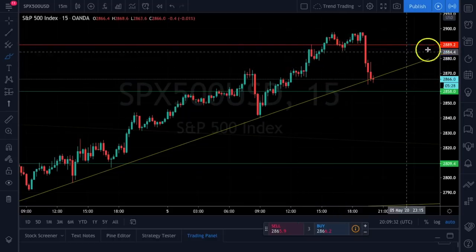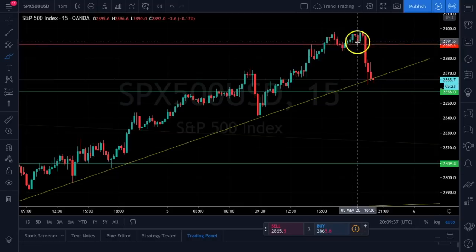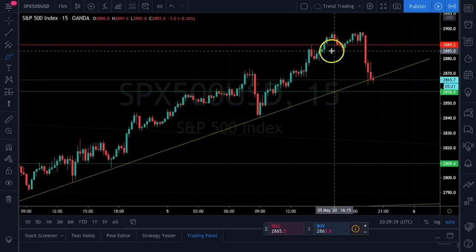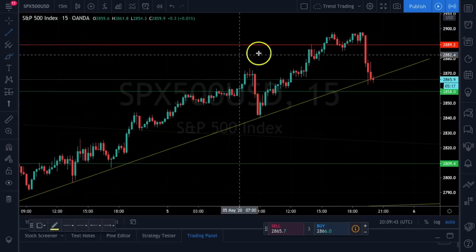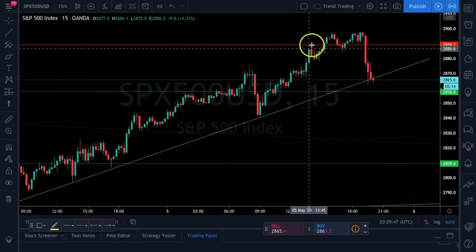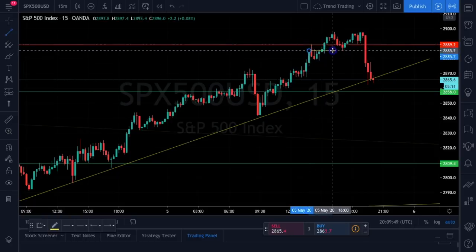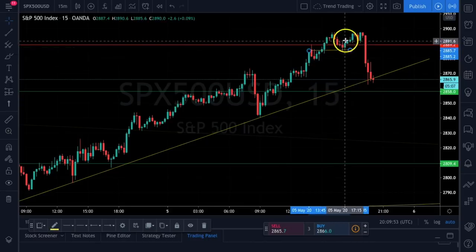I do notice that this line at 2889, you could see over here it did come in and act as support. But down over there, if you were day trading this, intraday trading, you saw that this was where the resistance came up into that line, but also over here. This is super healthy. At this point, this is super healthy.